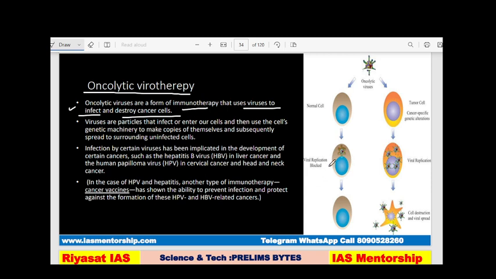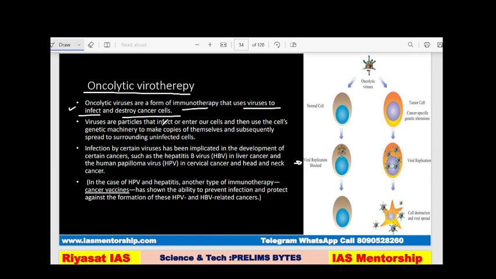In the normal cell, viral replication is blocked and this becomes free. In the tumor cell you can see here, this is your cancer-specific cell. The virus is being replicated and then the virus is being spread. But here, using oncolytic virotherapy, we have immunized and we have blocked so that the cancer cell is being destroyed.